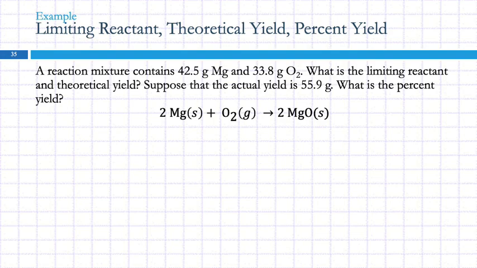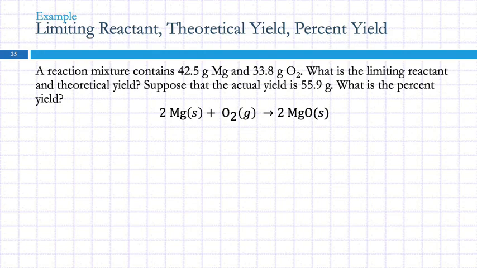Okay, here's an example. A reaction mixture contains 42.5 grams of magnesium and 33.8 grams of oxygen. What's the limiting reactant and theoretical yield? Suppose that the actual yield is 55.9 grams. What's the percent yield? So many questions.